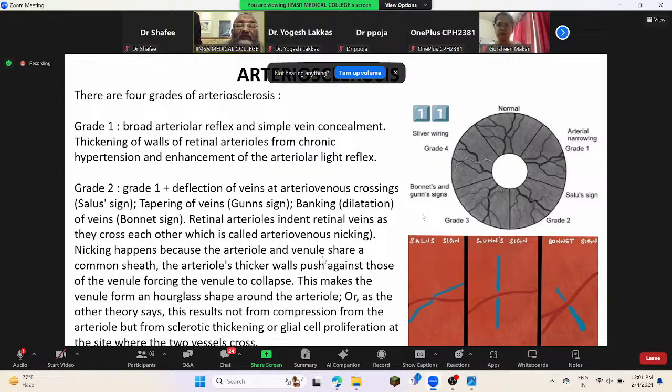This happens because the arteriole and the venule share a common sheath. The arteriole's thicker wall pushes against that of the venule, forcing the venule to collapse. This makes the venule form an hourglass shape around the arteriole, or as the other theory says, this results not from the compression from the arteriole, but from the sclerotic thickening of glial cell proliferation at the site where the two vessels cross.